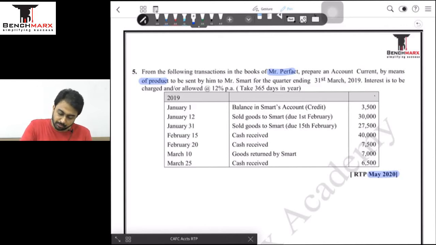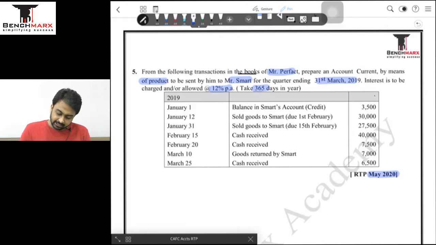Okay, sent to him by Mr. Smart. Okay, for the quarter ended 31st March. So it is Jan, Feb, March, 3 months for which we will be preparing the account current. Interest is to be charged or allowed at 12% per annum and take 365 days in a year. Okay, so interest rate is known, transactions are given, and in the books of Mr. Perfect it says. So books of Perfect, which means we will be maintaining a Smart account.